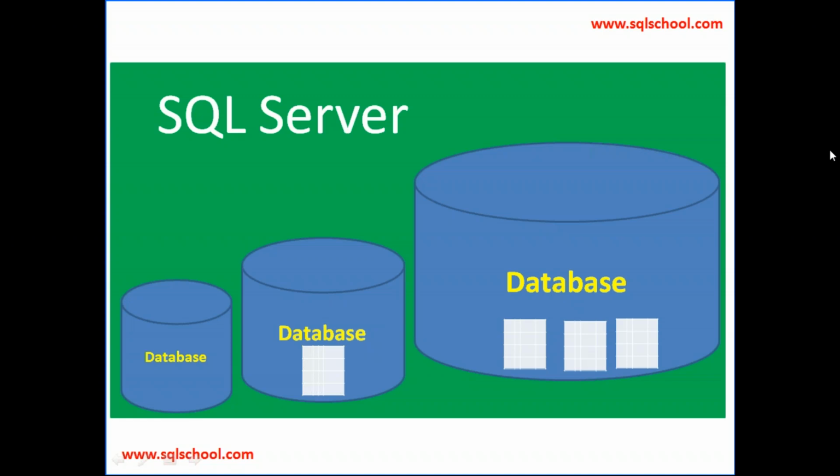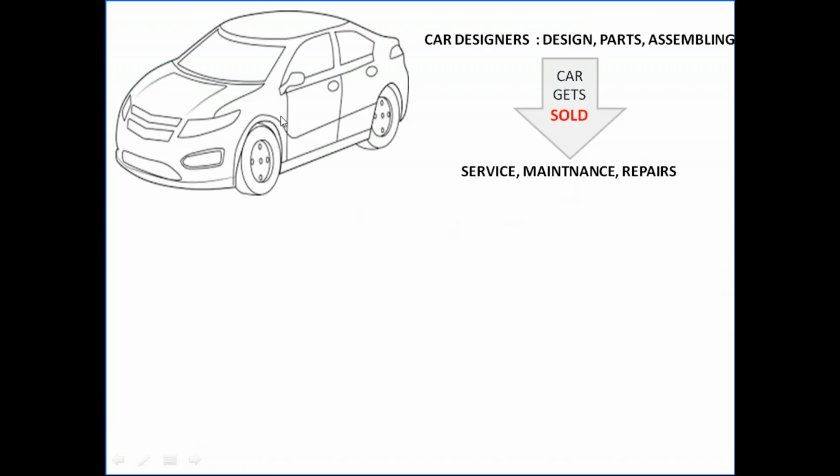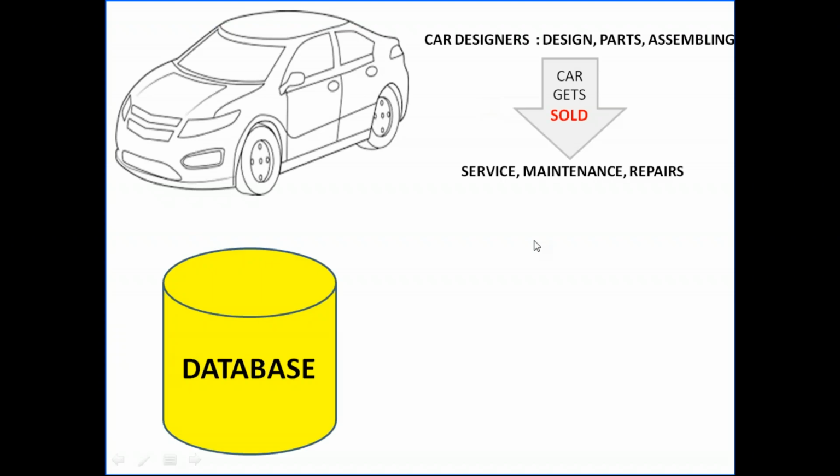Then what do we do in our course? Yes, assume a car. A car has designers, design parts, assembling, and some service or maintenance activities, right? Some maintenance activities, let it be. Now, same way, assume a database. Instead of a car, now remove the car and assume a particular database on my screen now.